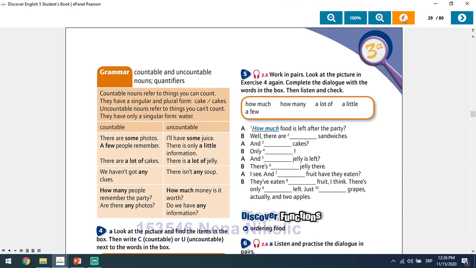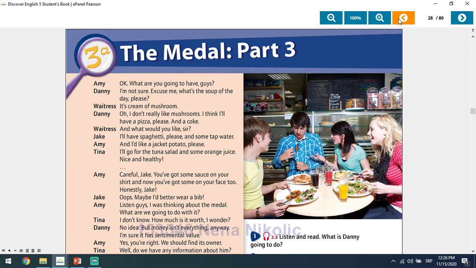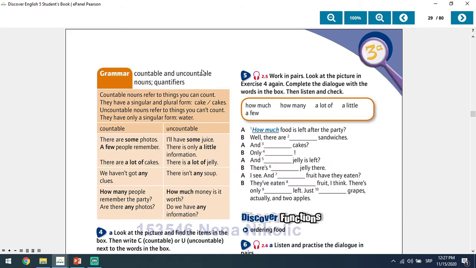Last time we talked about a lesson, the medal part 3, and you could see our friends in a restaurant. They were ordering some food and they were also talking about the way to find Alan Smith. Today we are going to revise something that you already know, and those are uncountable and countable nouns as well as quantifiers. After that, we are going to learn how to order food in a restaurant.